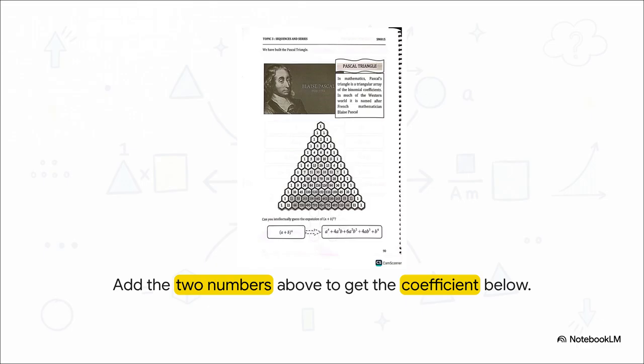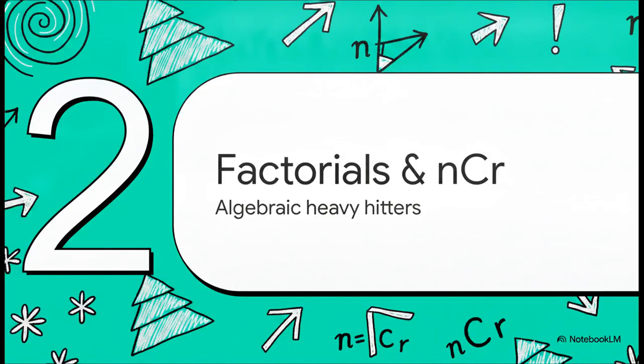Now this method is absolutely perfect if you're only expanding up to power 3, 4, or maybe 5. But drawing a massive 20-row triangle in the exam hall, yeah, no way. Not practical at all. Which brings us to Part 2, Factorials and NCR Notation.